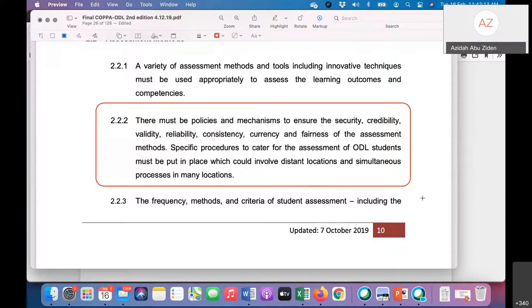Remember, when you embark on ODL, I think most lecturers have gone through this in the past one or two semesters. When we teach online, the burden of teaching online is actually much more than teaching face-to-face. You have to prepare the scene and so on. So maybe we need to have a policy on that.